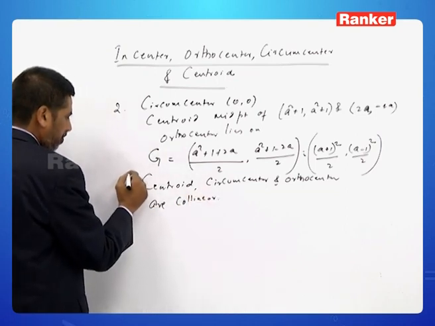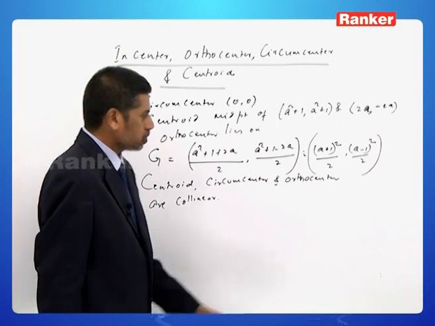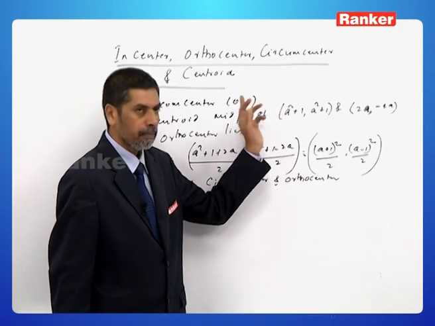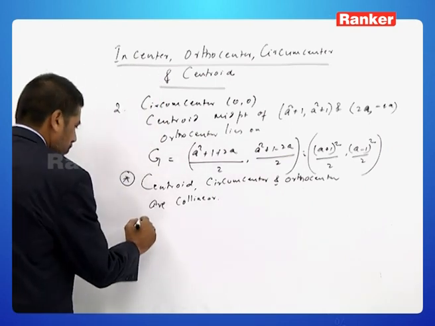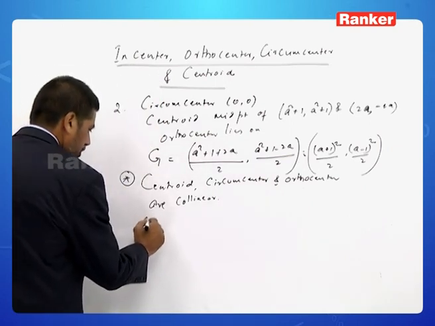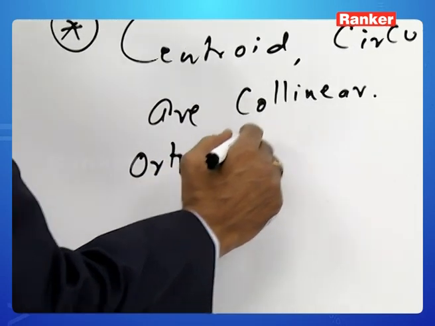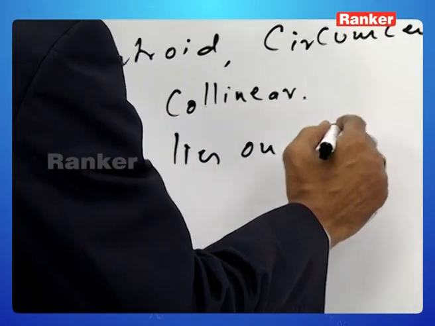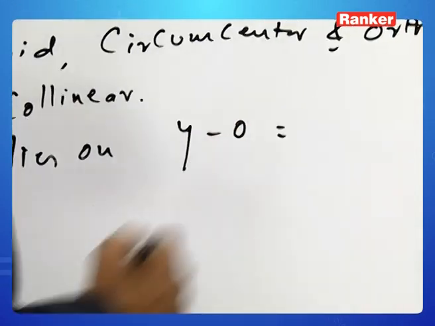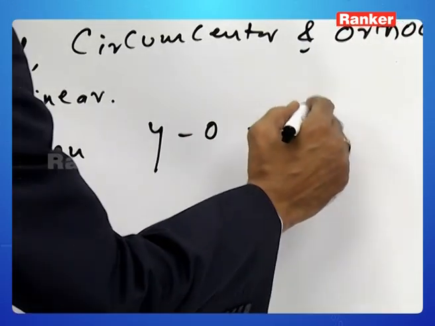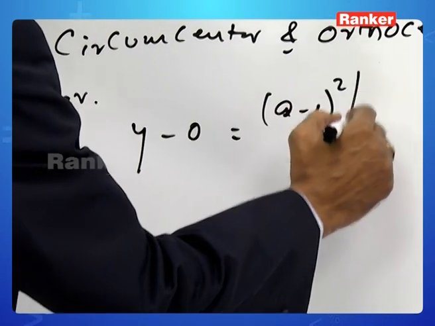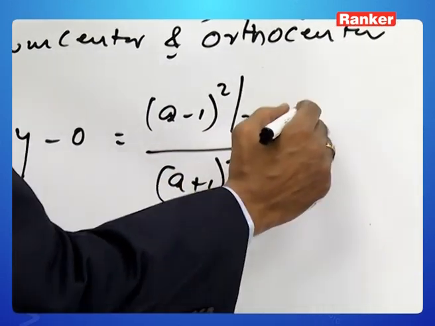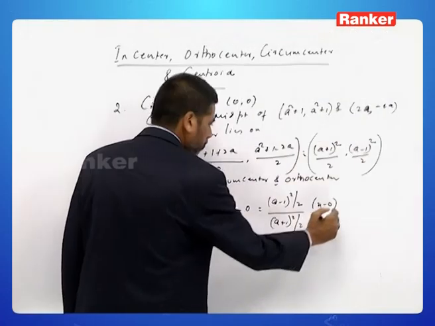This is a very important fact. So what we need is just to find the equation of the line joining these 2. Okay. So the orthocenter lies on y minus 0 is equal to slope, (a minus 1) whole square by 2 by (a plus 1) whole square by 2, into x minus 0.